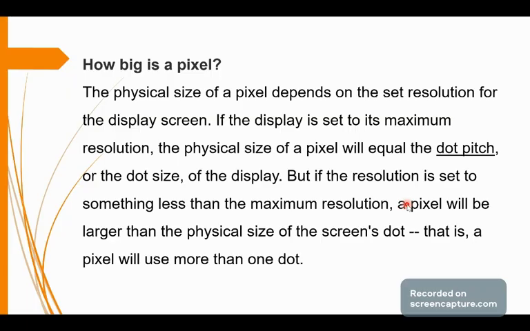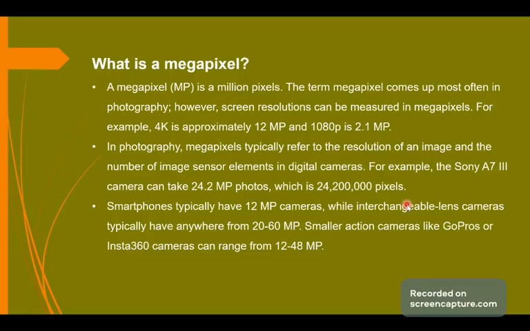How big is a pixel? The physical size of the pixel depends on the set resolution for the display screen. If the display is set to maximum resolution, the physical size of a pixel will equal the dot pitch or the dot size of the display. But if the resolution is set to something less than maximum resolution, a pixel will be larger than the size of screen dots. That is, a pixel will use more than one dot.